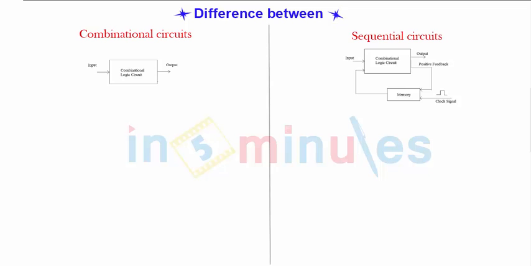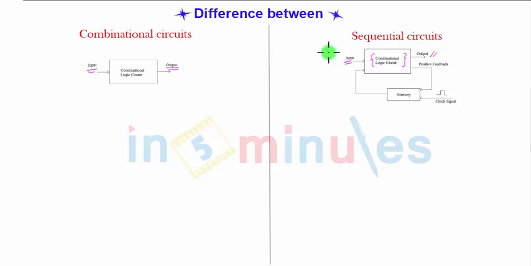So here you can see in the combinational circuit it is simply input, some combinational circuit, and output is present. There is no kind of feedback. But when you see the block diagram of a sequential circuit, you have the inputs, and depending on the combinational circuit inside the block you will get the respective outputs.